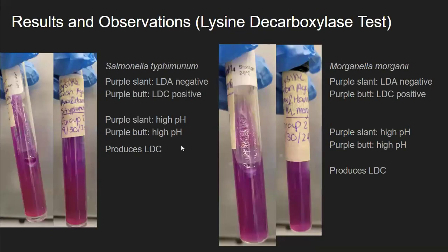For Salmonella typhimurium, a purple slant indicated LDA negative, purple butt, LDC positive, purple slant high pH, and the purple butt high pH, so it produces LDC. For Morganella morganii, purple slant LDA negative, purple butt LDC positive, purple slant high pH, purple butt high pH, so it produces LDC.